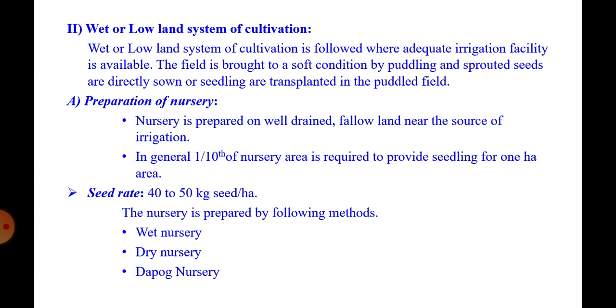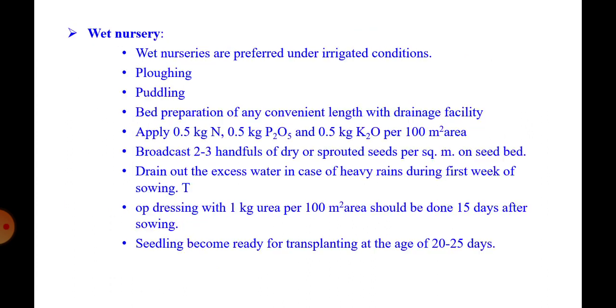Preparation of nursery. The nursery is prepared on well-drained fallow land near the source of irrigation. In general, 1/10 of the nursery area is sufficient for seedlings to transplant 1 hectare area. Sorry, the nursery seed rate is 40 to 50 kg seeds per hectare. The nursery is prepared by three methods: wet nursery, dry nursery, and dapog nursery. Now we will see one by one.